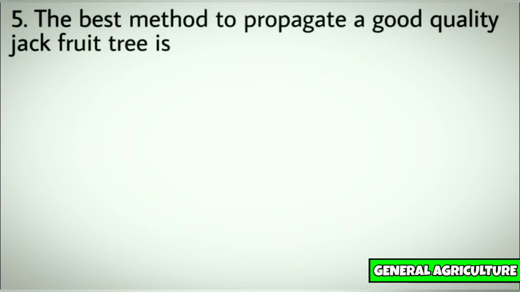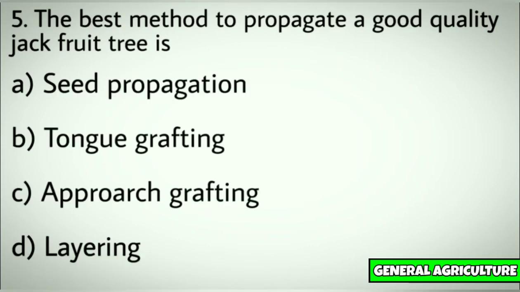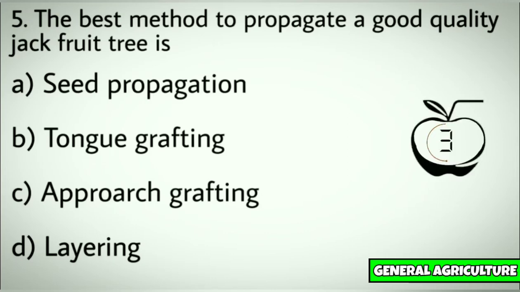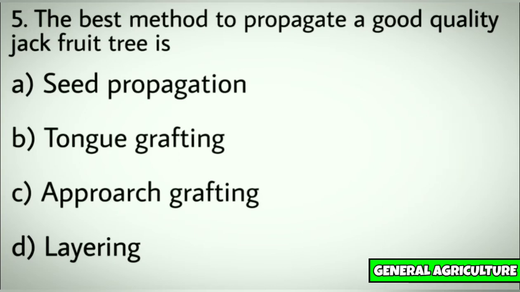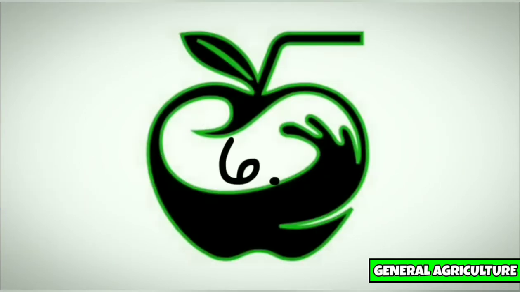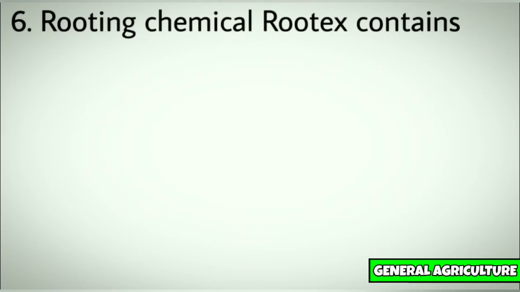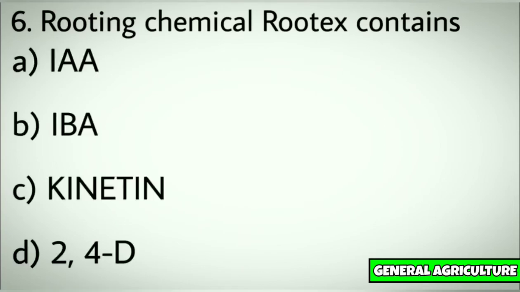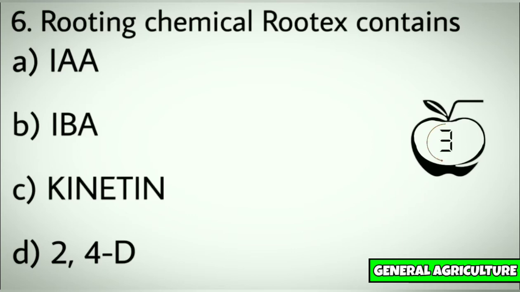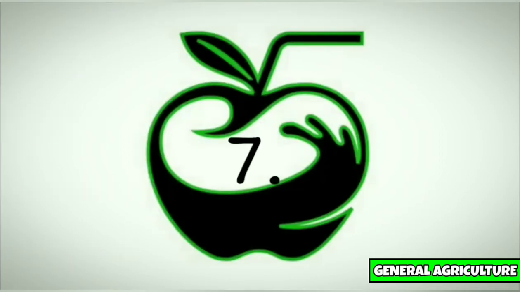Question number 5. The best method to propagate a good quality jackfruit tree is options: A. Seed propagation, B. Tongue grafting, C. Approach grafting, D. Layering. Correct answer: C. Approach grafting. Question number 6. Rooting chemical Rootex contains options: A. IAA, B. IBA, C. Kinetin, D. 2,4-D. Correct answer: B. IBA.